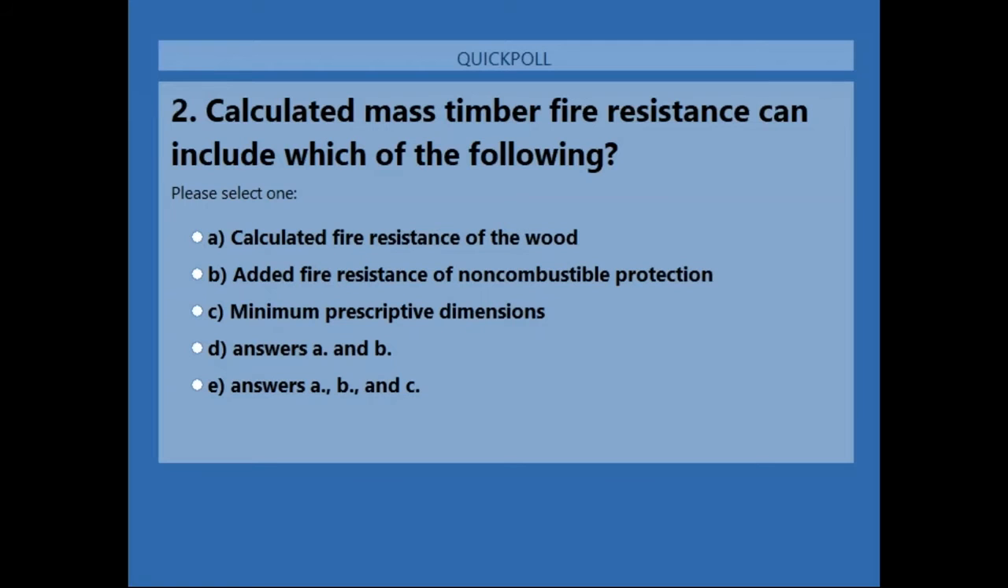And that gets us to our next poll question. Here's Marcy. Excellent. All right. So our poll question is, calculated mass timber fire resistance can include which of the following? Calculated fire resistance of the wood, added fire resistance of non-combustible protection, minimum prescriptive dimensions, answers A and B, answers A, B, and C.